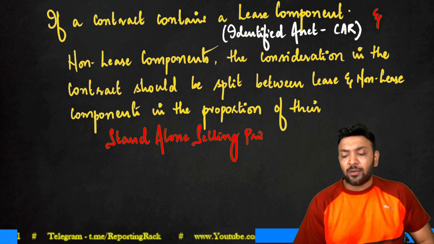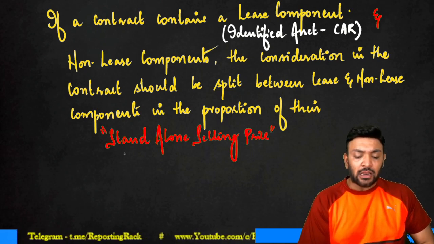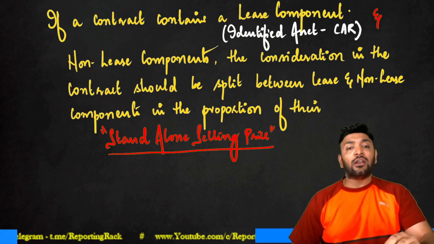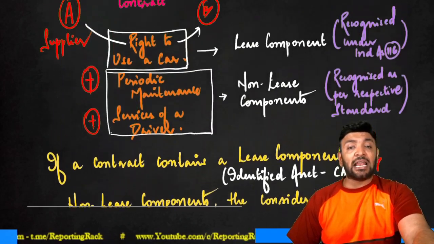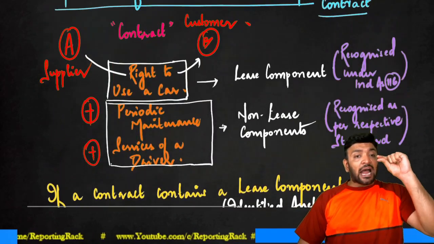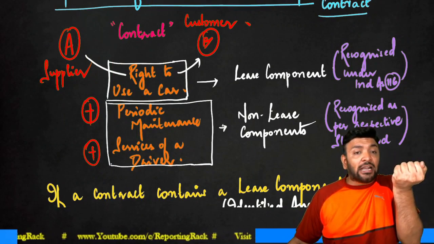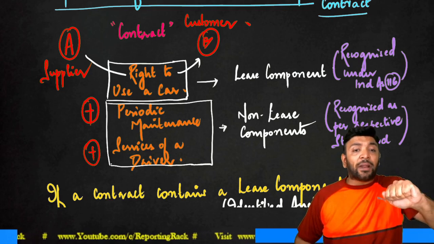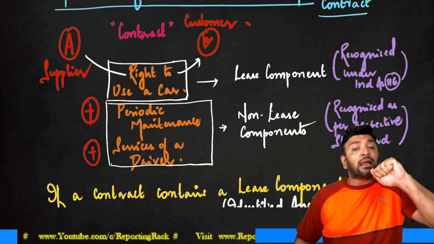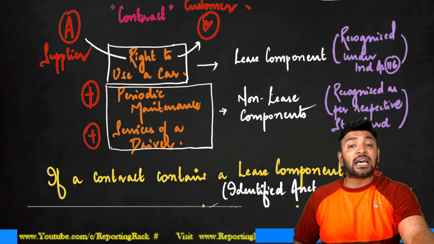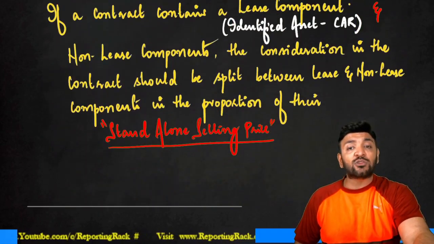I have to separate between the lease component and the non-lease component. So in this given example, I have to split the consideration between the amount paid for the right of use of the car, and the amount paid towards periodic maintenance of the car and the services of a driver, which are non-lease components. On what basis will I separate?